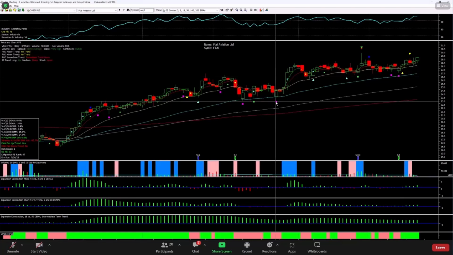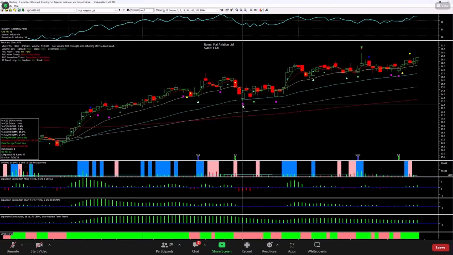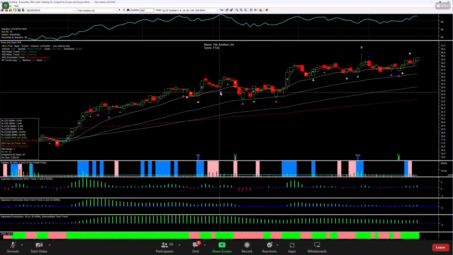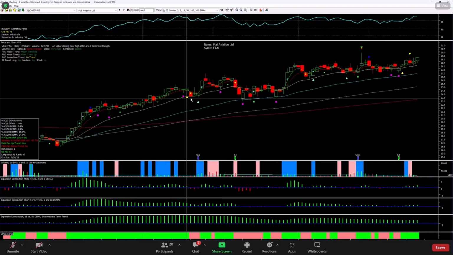Look at this test here. There was a test here. Didn't do much here, but this test was good. This test was good for a couple of days. This test and confirmation were not good, but when it pulled back to the 18 and then moved up.